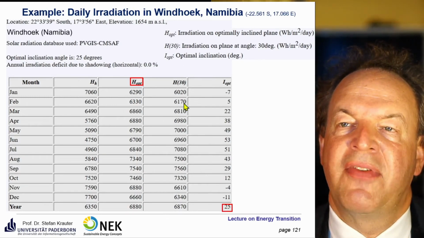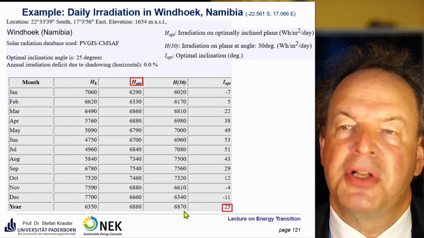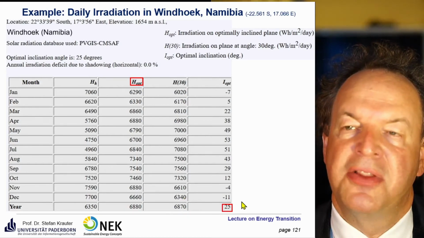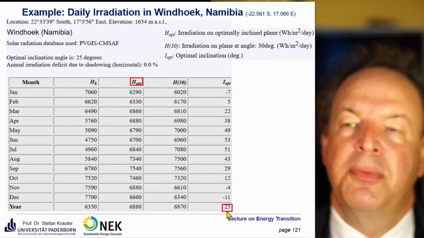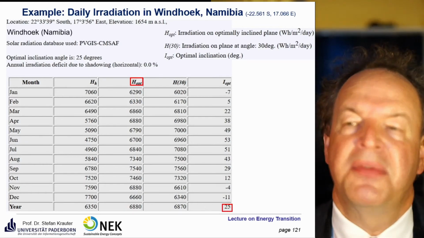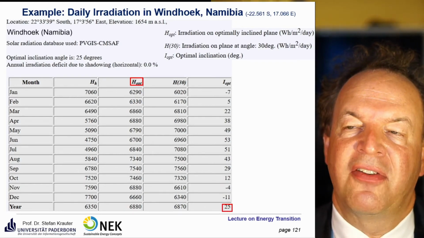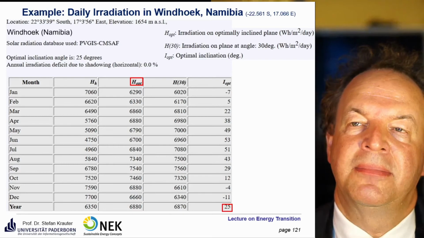If we choose an elevation angle of 30 degrees, we are also not so far from that. The optimal elevation angle would be a bit flatter than in Germany, in the vicinity of 25 degrees, gamma E.